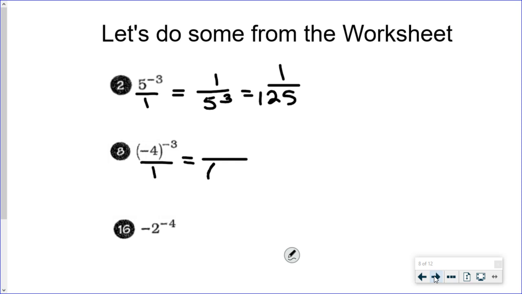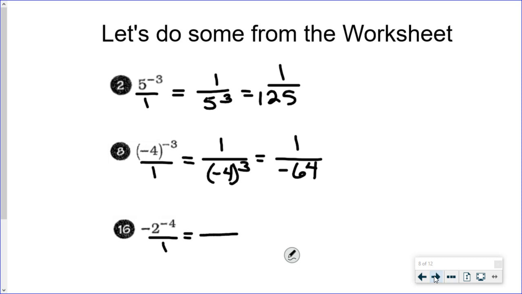Now that has to go on the bottom of the fraction, and the exponent becomes positive. The base doesn't change. I do need something on the top of that fraction. Now, in parentheses in your calculator, put -4 end parentheses to the power of 3, and this one is going to be a -64 because it's a negative times a negative times a negative. Ooh, 16 is that tricky kind.